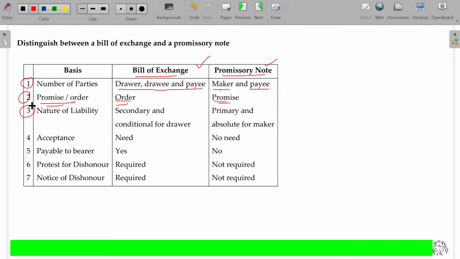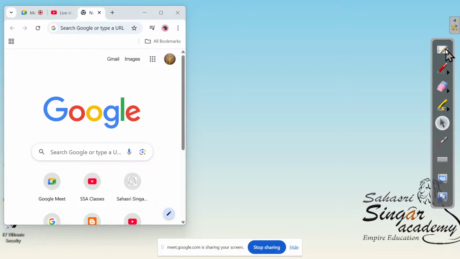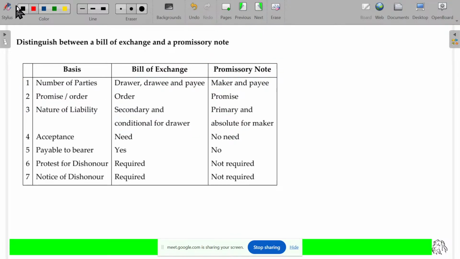And nature of liability. In a bill of exchange, it is secondary and conditional for the drawer. In the case of a promissory note, it is primary and absolute for the maker. Is that okay? I need to explain this in detail, so I'll discuss that a bit later.